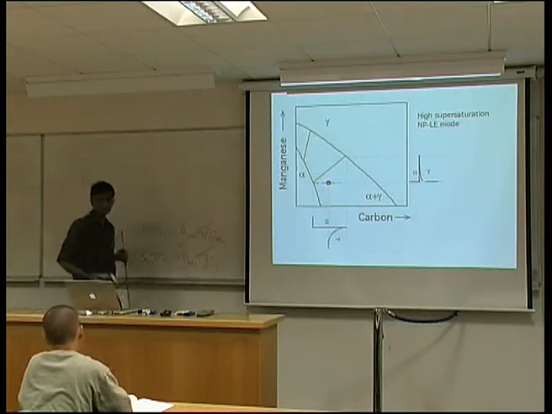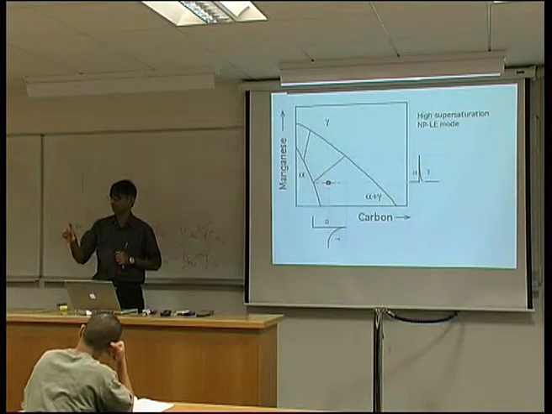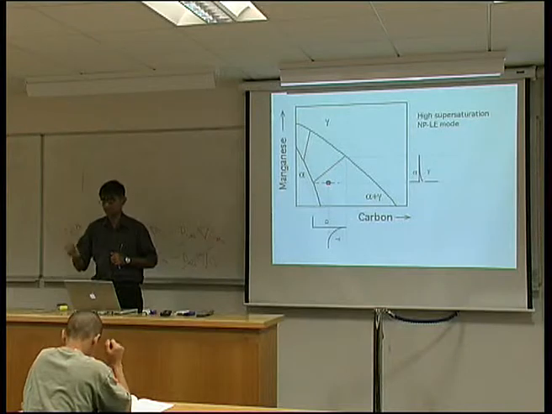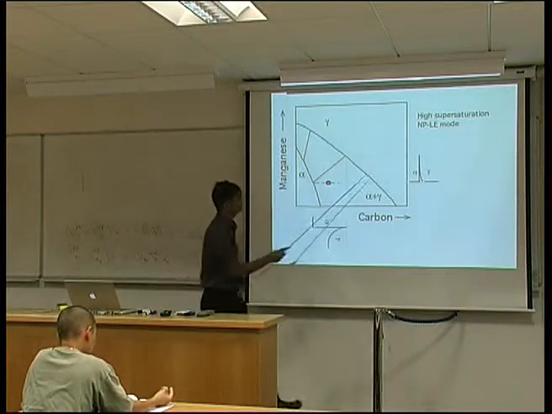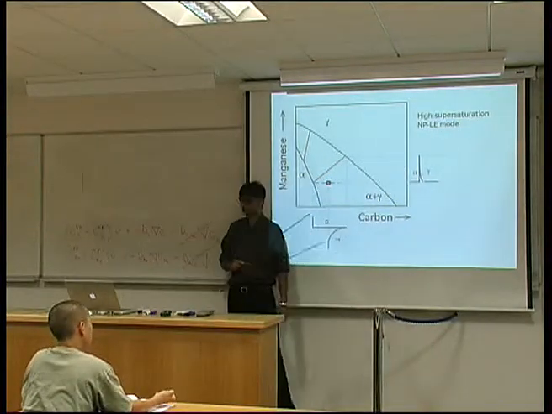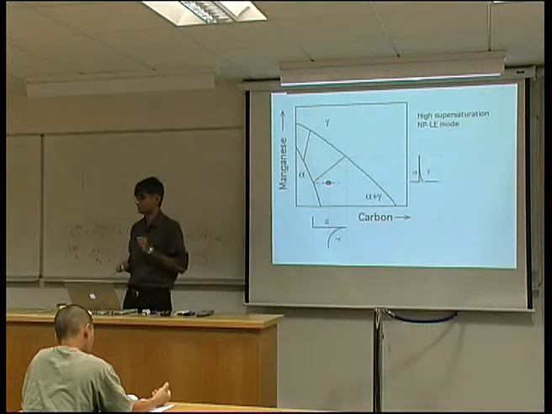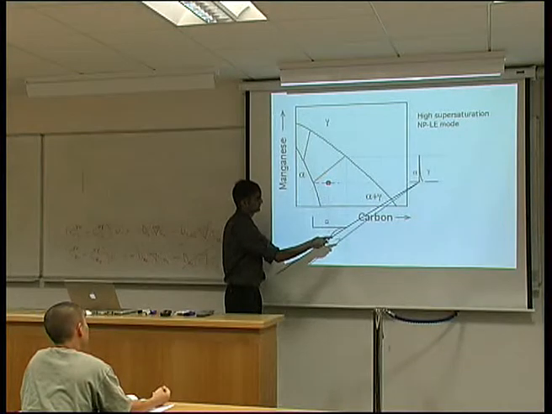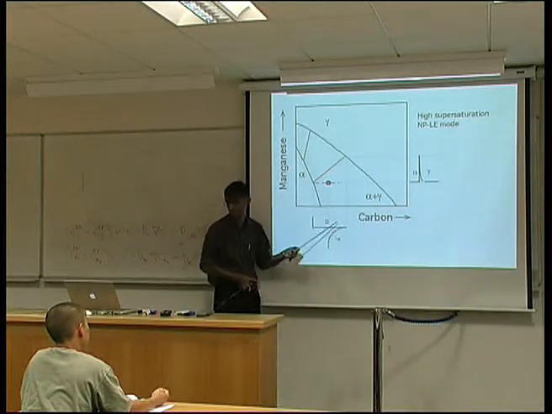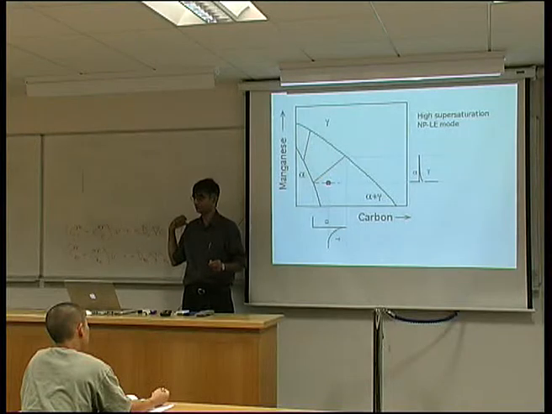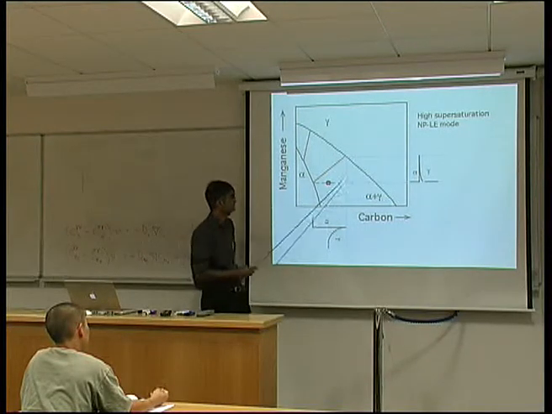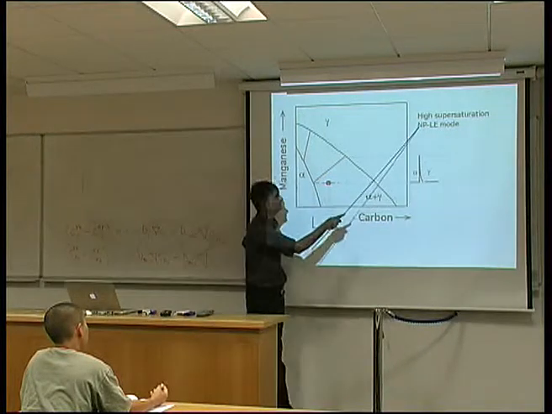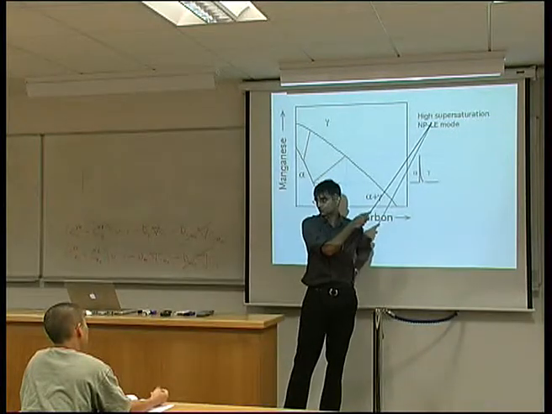In both cases, we are maintaining equilibrium at the interface because the interface compositions are given by a tie line of the phase diagram. So these modes are all known as local equilibrium modes of growth, because there is local equilibrium at the interface for both carbon and manganese. We are satisfying these rate equations. And in this case, there is almost zero partitioning of manganese, so this is known as the negligible partitioning local equilibrium mode.